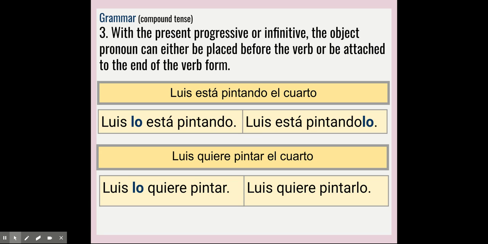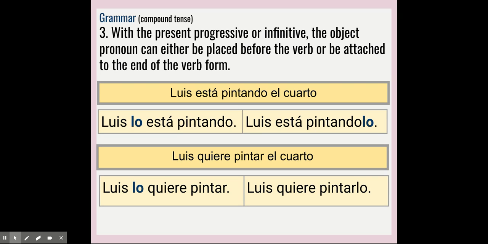Then the second one is an example of an infinitive. Luis quiere what? Pintar el cuarto. What does he want? He wants to paint the room. Luis lo quiere pintar, or Luis quiere pintarlo. Notice how you have two choices.